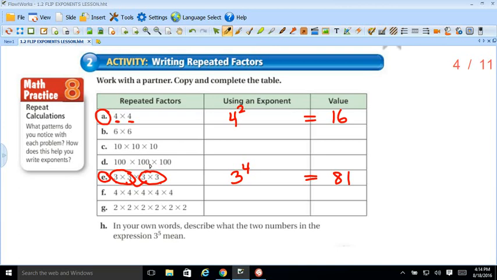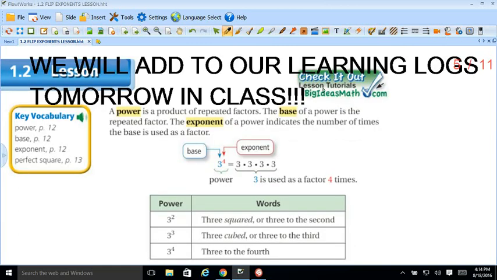You can pause the video here after you've watched it the first time and go back and actually practice those problems. Tomorrow in class, we will add notes to our learning log all about exponents. We'll talk about the powers, the base, the large number, and the exponent, the small number. But you should have a great understanding of what they are. Anything to the second power, we can say squared. We'll talk about that in a second. Anything to the third power, we can use a fancy name and say it's cubed. Those are the only two that have fancy names.